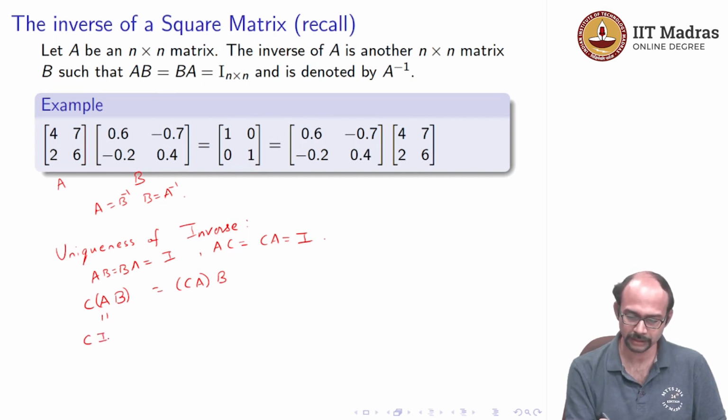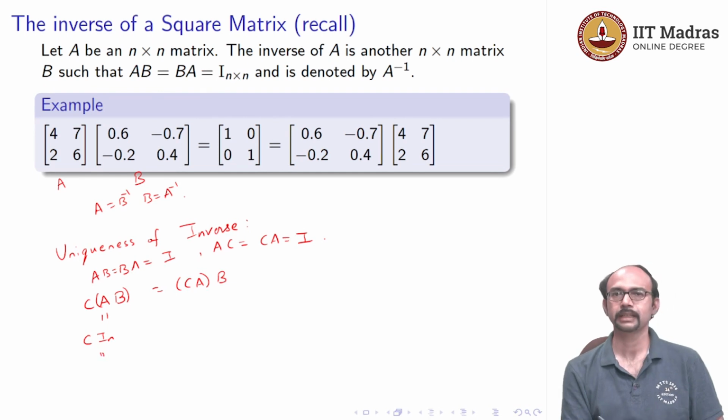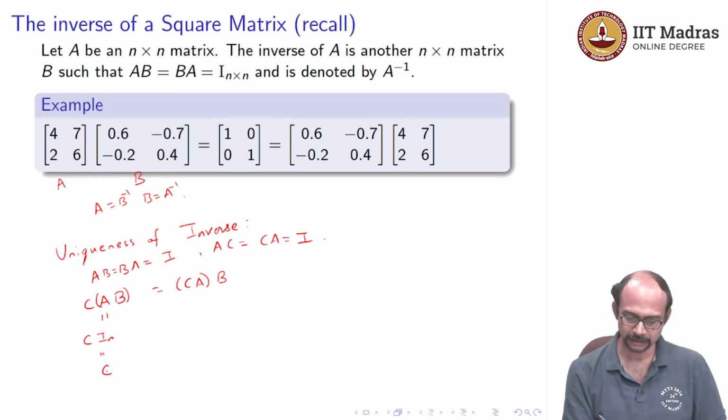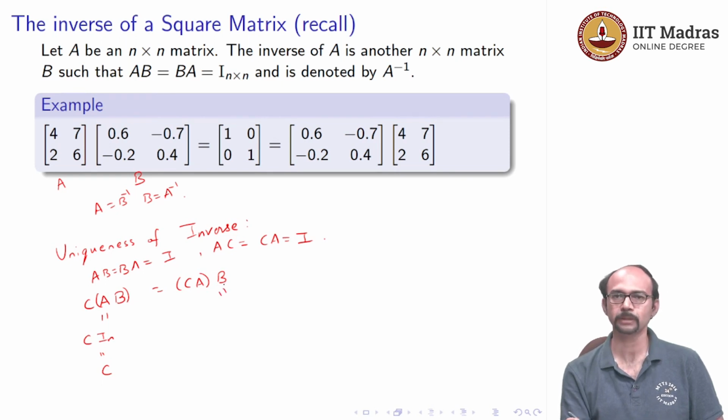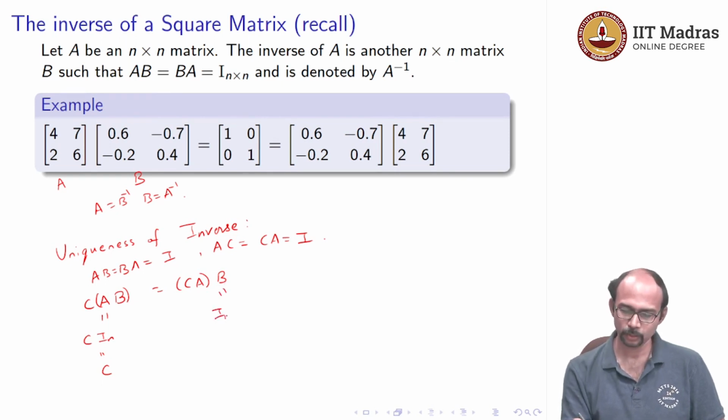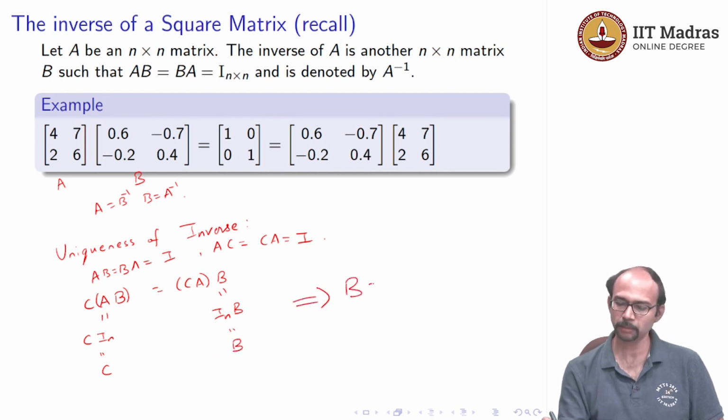So, C times the identity matrix, but anything times identity is itself. So, C times identity is C. On the other hand, if you first compute C times A, you get the identity matrix times B, but identity times any matrix is itself. So, we get B. So, what did this show? This showed that B must be C.